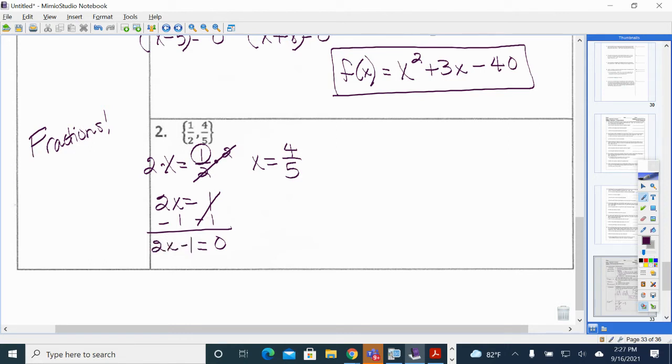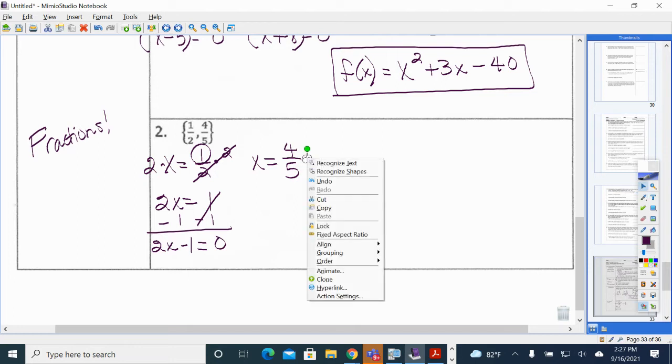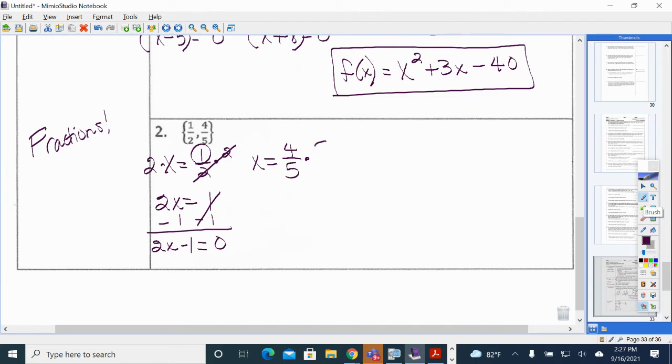Same process for x equals 4/5. It is a fraction. We need to multiply on both sides by the 5, and that's going to cancel those out, and I'm left with just that 4 on the right side, and 5 times x is 5x. Opposite operations, subtract the 4, and we get 5x minus 4 equals 0.